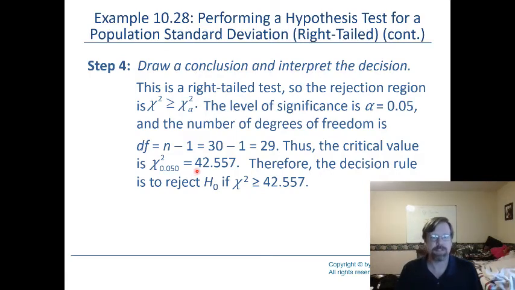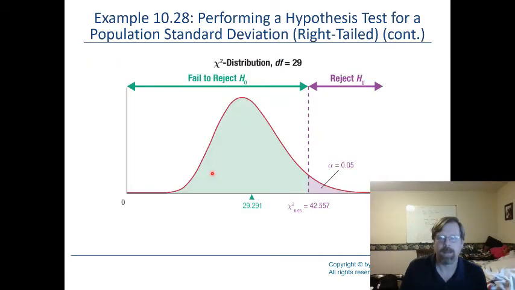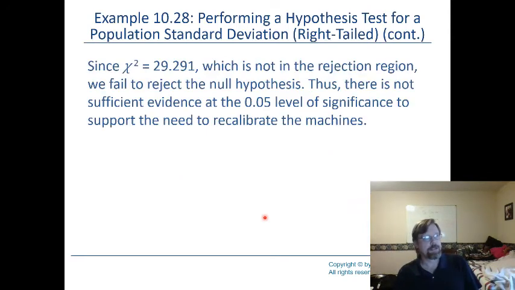So there's our fail to reject region. There's our rejection region. Our value was 29.291, so we can say that there's not sufficient evidence to support needing to recalibrate the machines, which would probably involve shutting down operation for a little while, which can be an immediate loss of money as you have to shut things down.